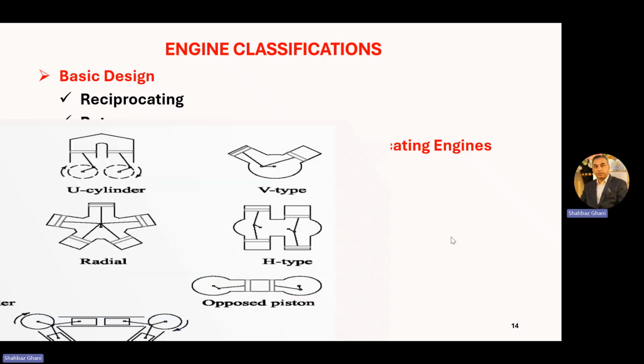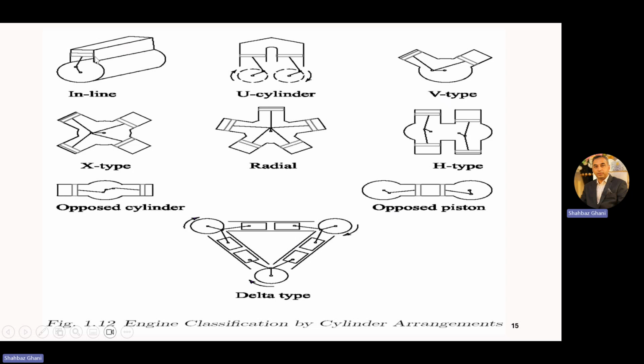Let's see the figure. This is inline. Now, if we have one cylinder, two cylinder, three cylinder, four cylinder or six cylinder, they are all inline. So we call them inline. If we have this type of configuration, U cylinder. If we have a V-type configuration, we call it a V-type. We have X type, then radial type, then H type.